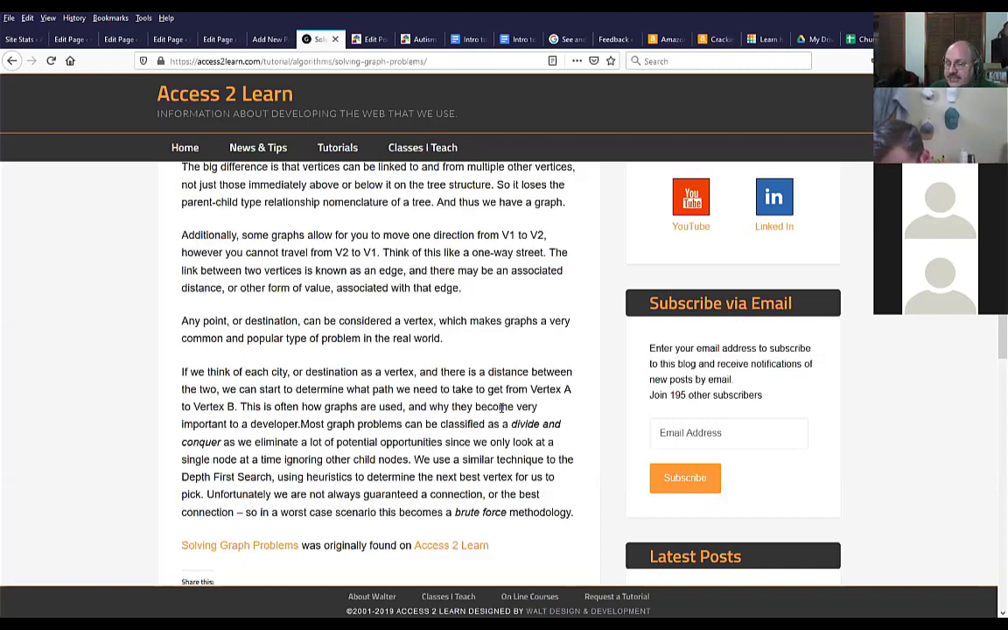If I start having to test every possible combination, though, this becomes a brute force answer. That's kind of the worst case scenario, but that does happen, a brute force result. And that becomes really problematic because this is a factorial problem.